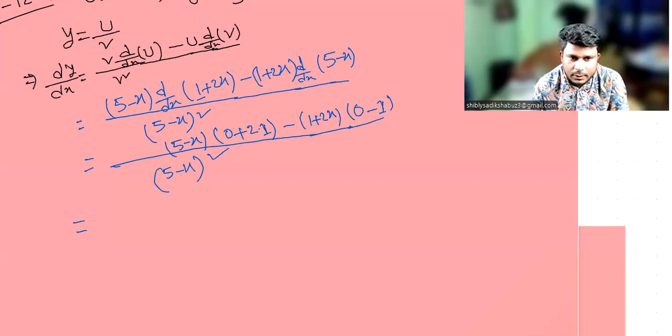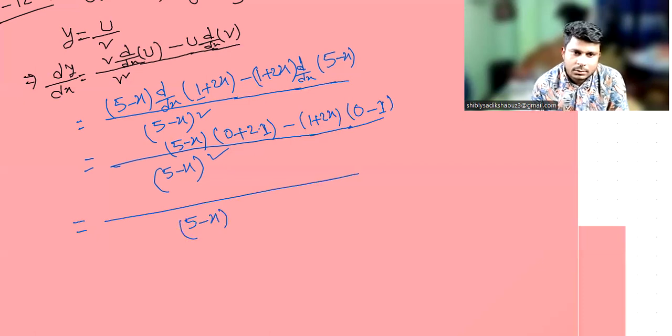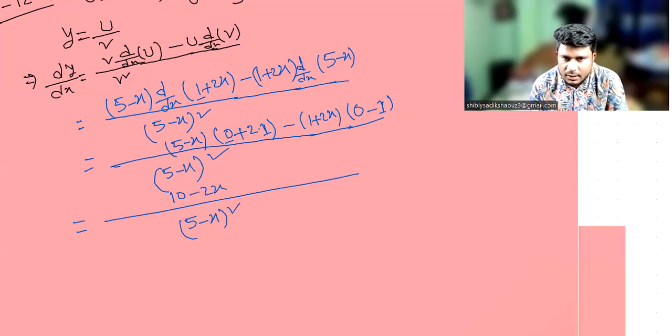So 5 minus x is just copying. Here, if we differentiate 5 minus x with respect to x, the whole term is 0. And if we multiply 2 and 1, we can write 2. So if we multiply 2 with 5, we can write 10. And if we multiply 2 with x, it will be minus 2x. So the same thing happens here. If we differentiate this whole part, it will be 0. We don't need to write this.